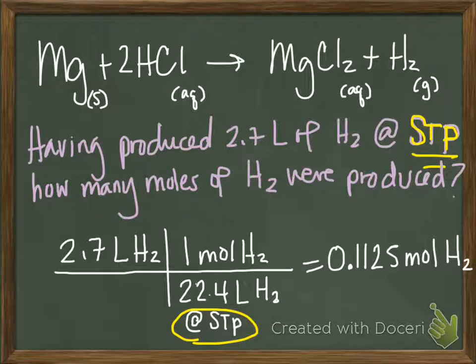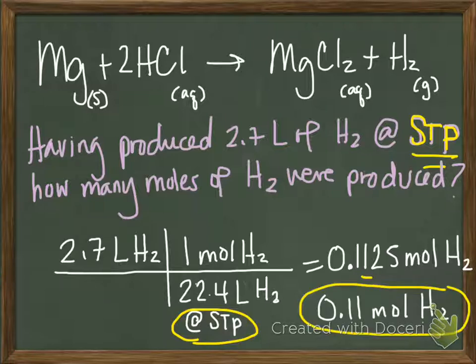I've got a raw answer of 0.1125 moles of H2, and since I only have 2 sig figs, that will become 0.11 moles of H2. Now, I don't have to write "at STP" on this, because now I'm just down to talking about the number of moles of H2. At this point, I can do anything else I need to with that. Convert it to a mass, though we don't do that as often with gases.